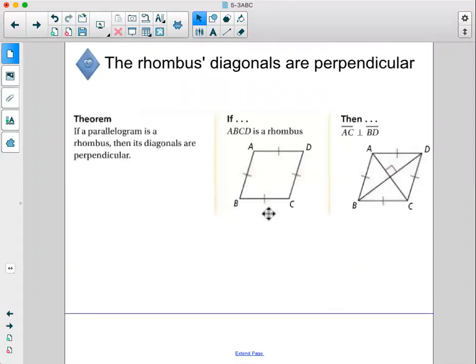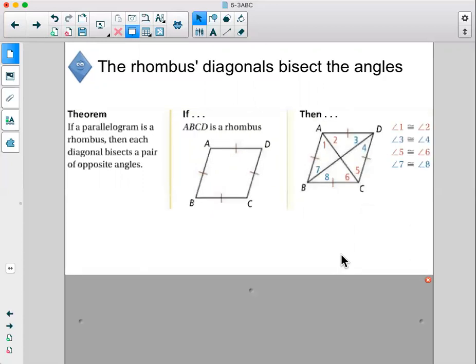So if we have a rhombus, a parallelogram with four congruent sides, then we know that the diagonals are perpendicular, and that means that four little right triangles are formed. If it's a rhombus, then we know the angles here in the corner get bisected, cut in half. So these two parts are congruent to each other.